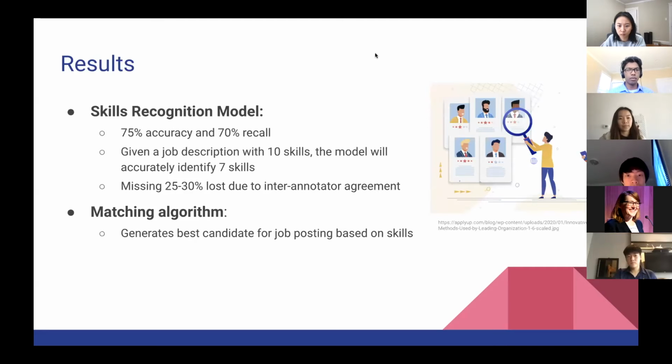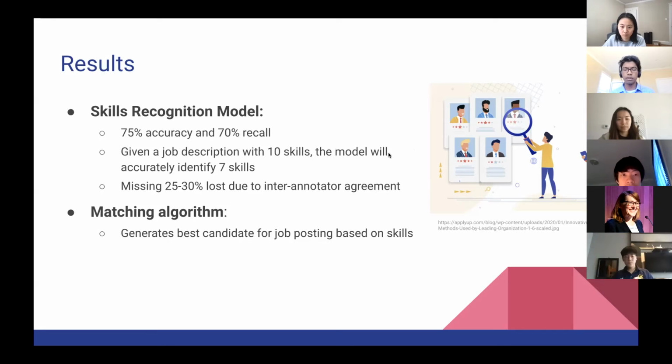Yeah, so we were able to get a really nice skill recognition model with 75% accuracy and 70% recall. What that means is, suppose you're given a job description which has 10 total skills, then our model will be able to effectively identify 7 of those skills. The missing 25 to 30% is only due to inter-annotator agreement, which means a couple of our annotators may have labeled skills in a different way. That's just the human error that's bound to happen.